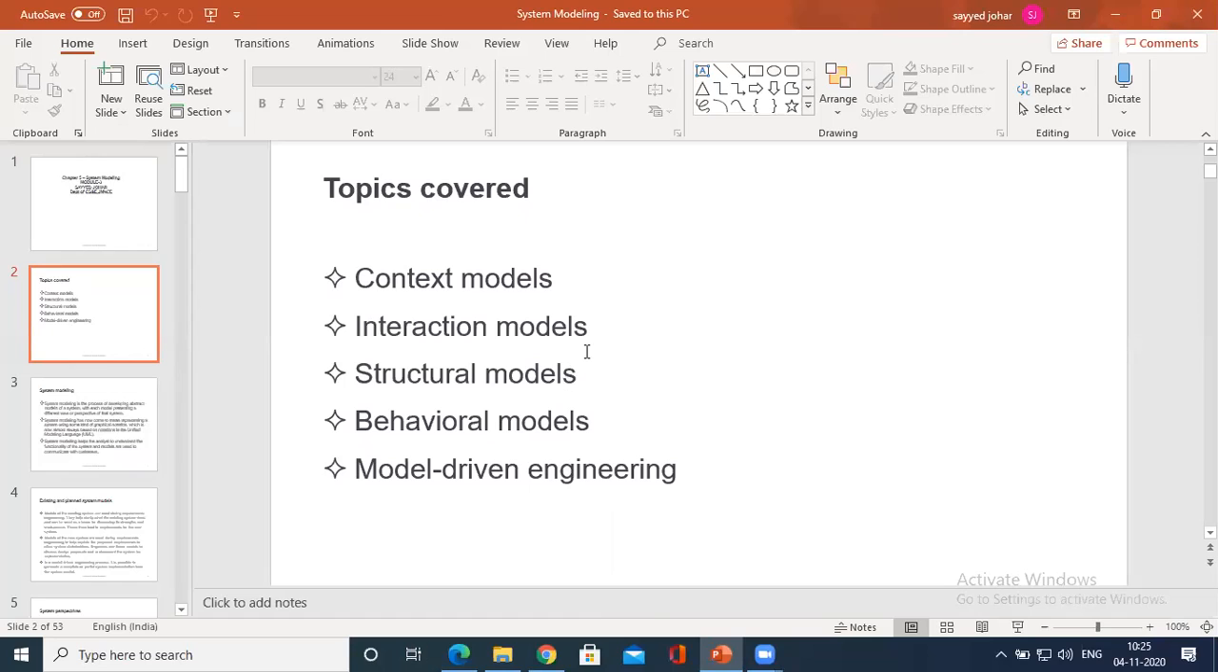What is context model? Where do we use a context model? Similarly, what is interaction model? And where do we use interaction? Similarly, structural, behavioral, and model driven engineering. What is the meaning of model driven engineering?